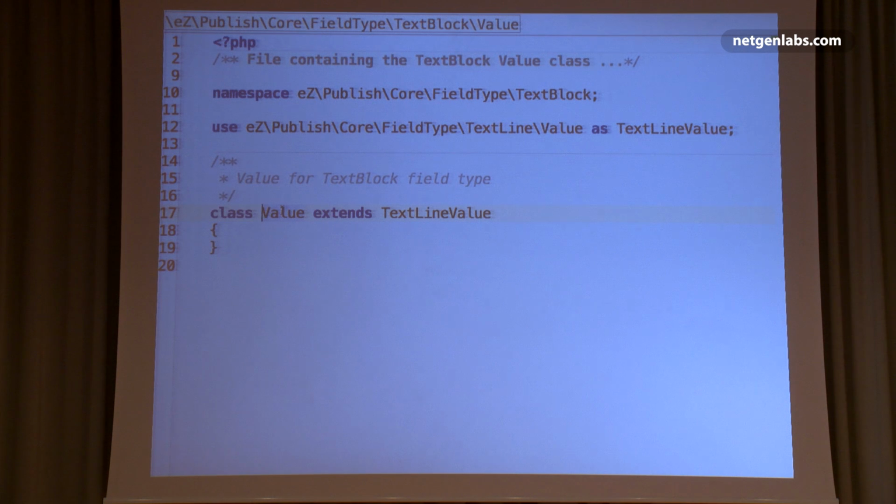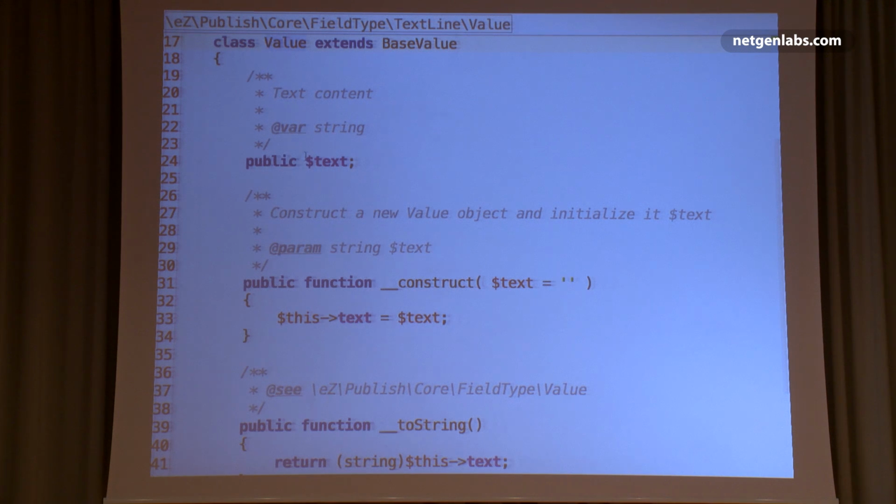For example, this is the text block value object, which is returned by the API. This one actually extends the text line, so it is a string value, which has the text public property. So this is just the object we have in our template. And they are on purpose very, very simple.